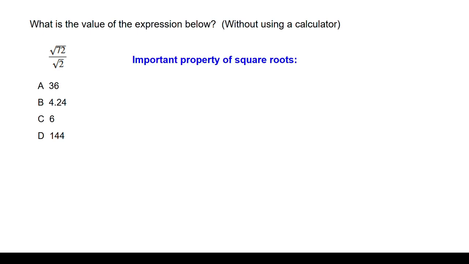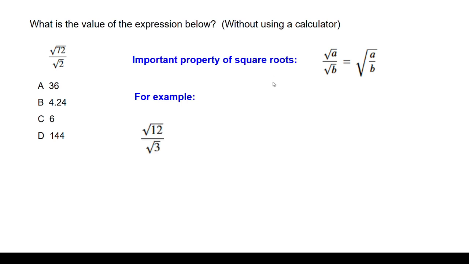There is an important property of square roots that we want to be aware of. And it looks like this, and I understand that that notation may not make a lot of sense to you. Let me try to explain it. This means that if we are presented with the square root of a number divided by the square root of another number, we can rewrite that as the square root of the fraction of those two numbers. This might make more sense in an example. So let's take a look at that.